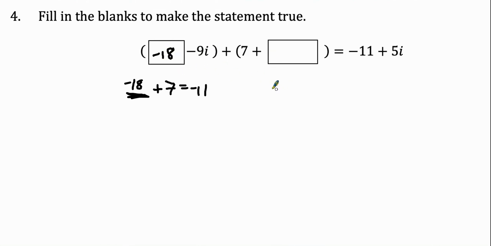I can do the same thing here, right? If I'm just looking at the imaginary parts, I'm essentially saying negative 9i plus what equals 5i. Well, again, I can think about this as an equation. I can add the 9i over to get the blank by itself, and that would give me that this has to be 14i.